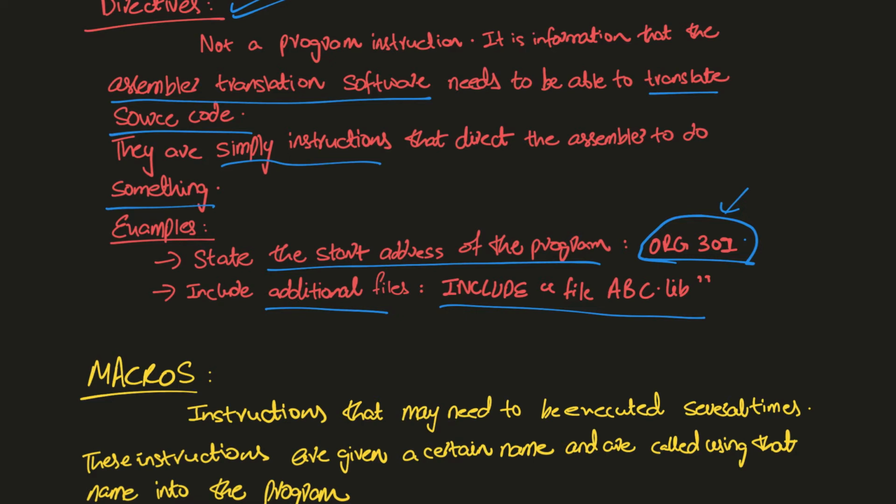You do not need to know big chunks of information. You just need to know that these are not specifically program instructions. These are just instructions that guide the assembler to do something, right?